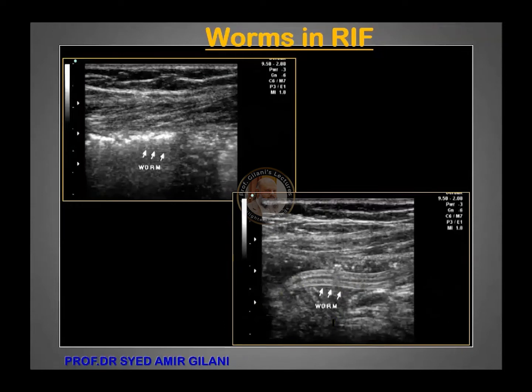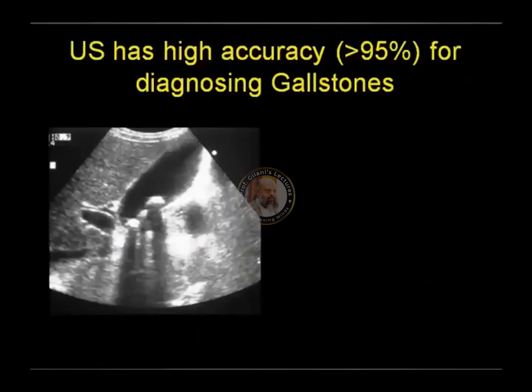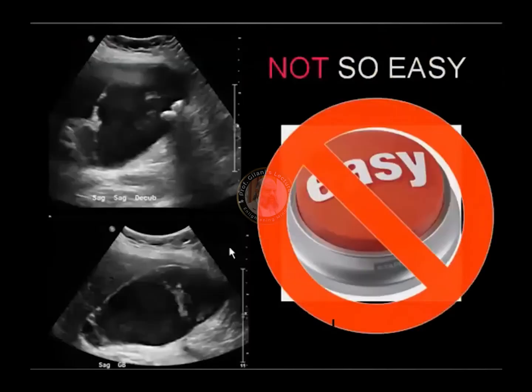Another important thing is errors in gallbladder scanning. Sometimes in gallbladder scanning, we can face some errors. Ultrasound has an accuracy of about 95% for diagnosing gallstones, but it is not easy in some cases. Like you can see here, it looks like stones, and once you change the posture of the patient, the stones are nowhere in the gallbladder. So it can create problems for you.